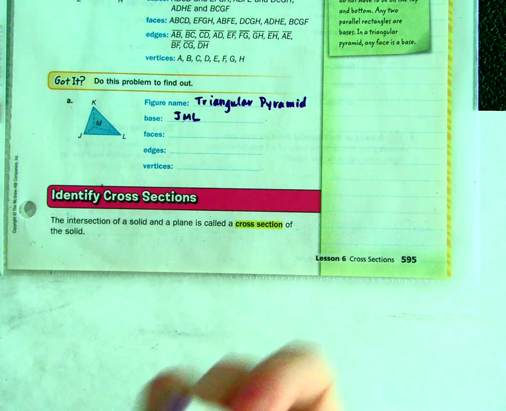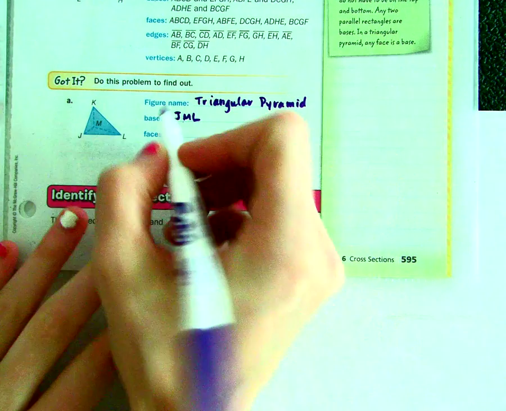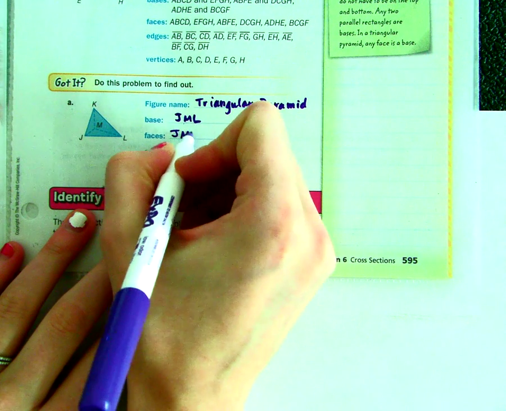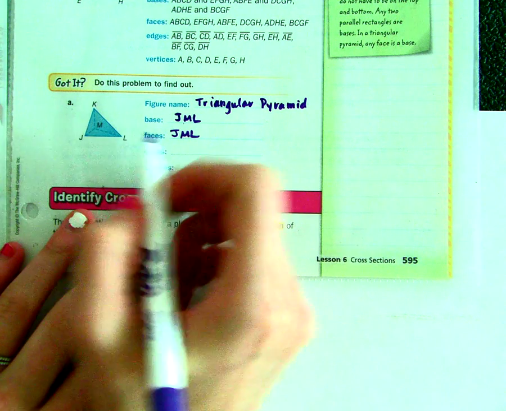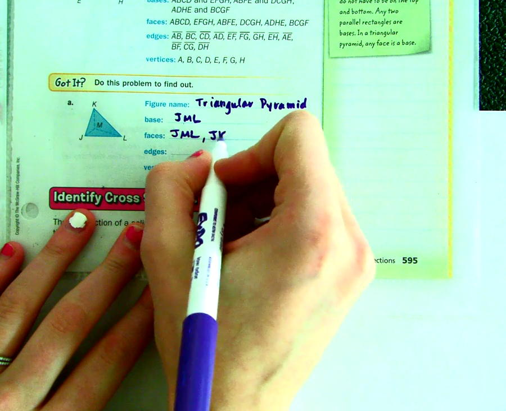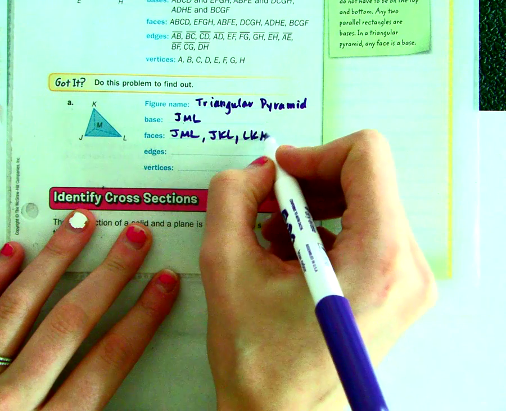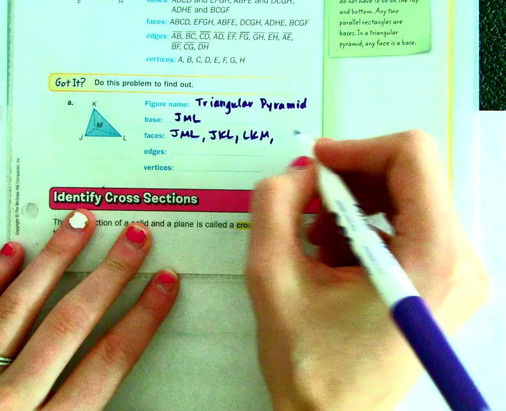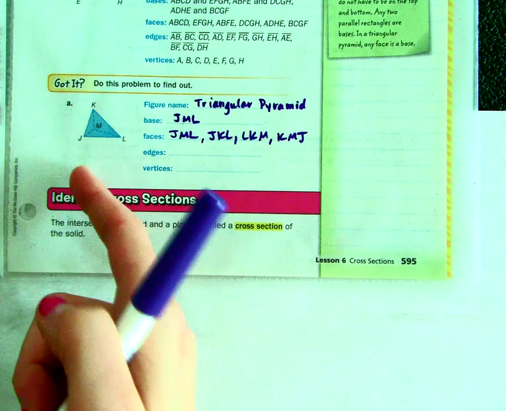So then I'm going to do my faces. Again, bases are faces. So I'm going to start with J, M, L. So I've got my bottom one. Now I'm going to move up here to the front. So I have J, K, L. And then I have L, K, M. And K, M, J. And when I think I am done with all of my faces, I'm going to count, well, how many should I have? I should have 1, 2, 3, 4. I have 1, 2, 3, 4 labeled. I have got all my faces.